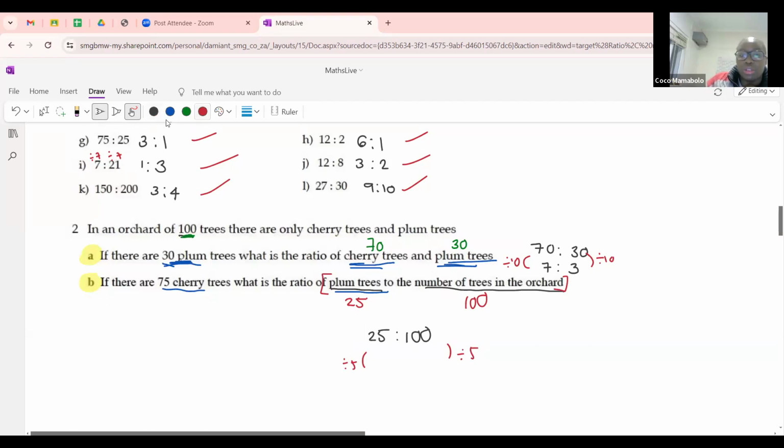correct, Itandile, you can do that. So if we divide by 5 on both sides, I'm going to get 5 is to 20. And then I'm going to see from here that it's still not in its simplified form. I have to divide by 5 again. So I would then have to divide by 5, divide by 5. And then I would still end up at the same answer. I would still end up at 1 is to 4. Okay. So it would give you the same answer.